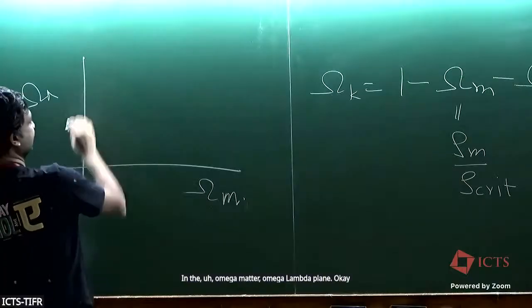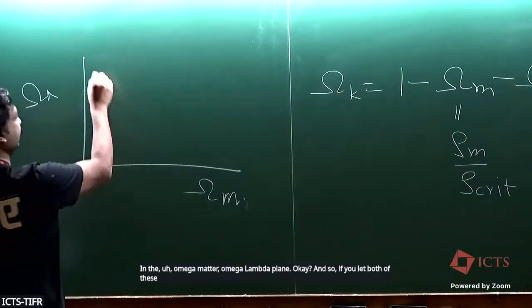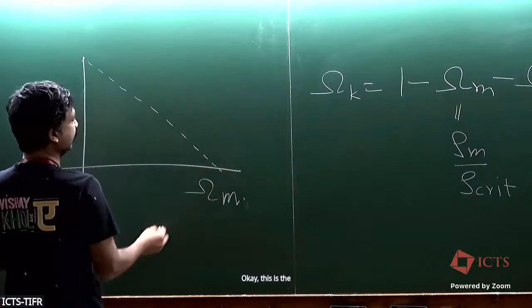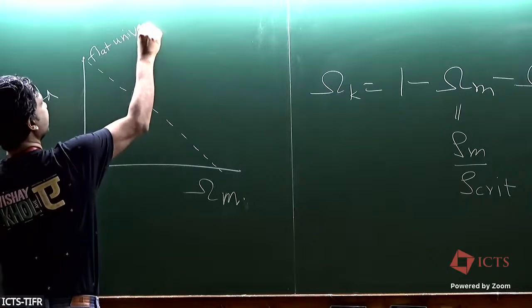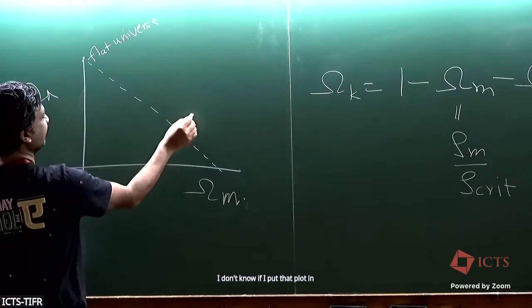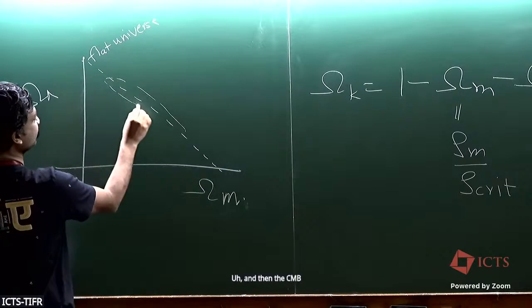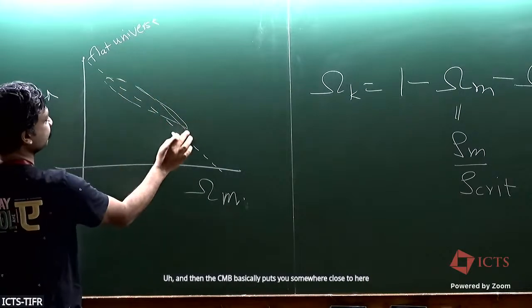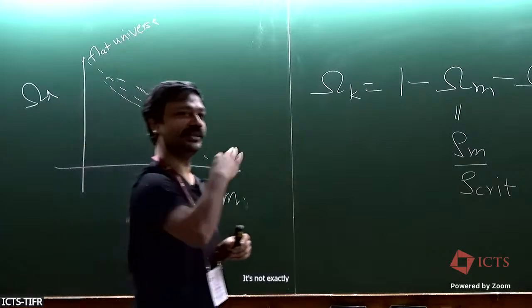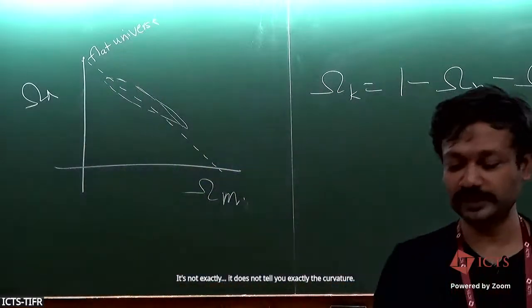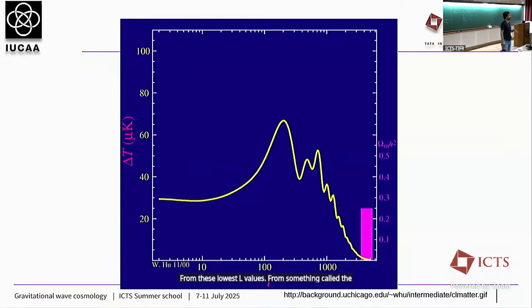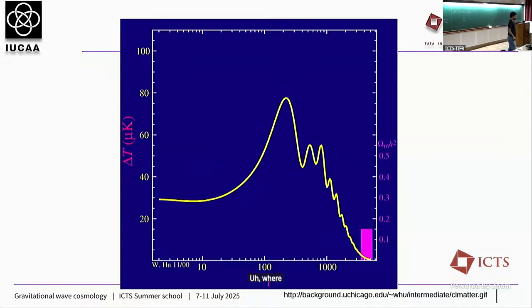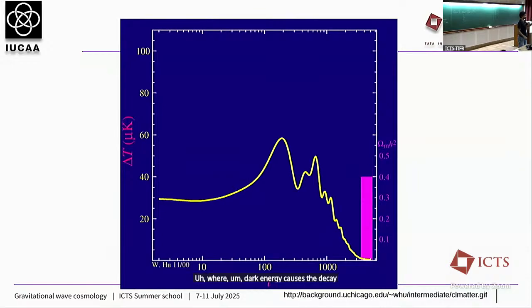Okay, and so if you let both of these parameters free, this is the line corresponding to a flat universe. I don't know if I put that plot in or not. And then the CMB basically puts you somewhere close to here. It does not tell you exactly the curvature. There's some more information about dark energy coming from these lowest L values, from something called the integrated Sachs-Wolfe effect, where dark energy causes the decay of potentials.